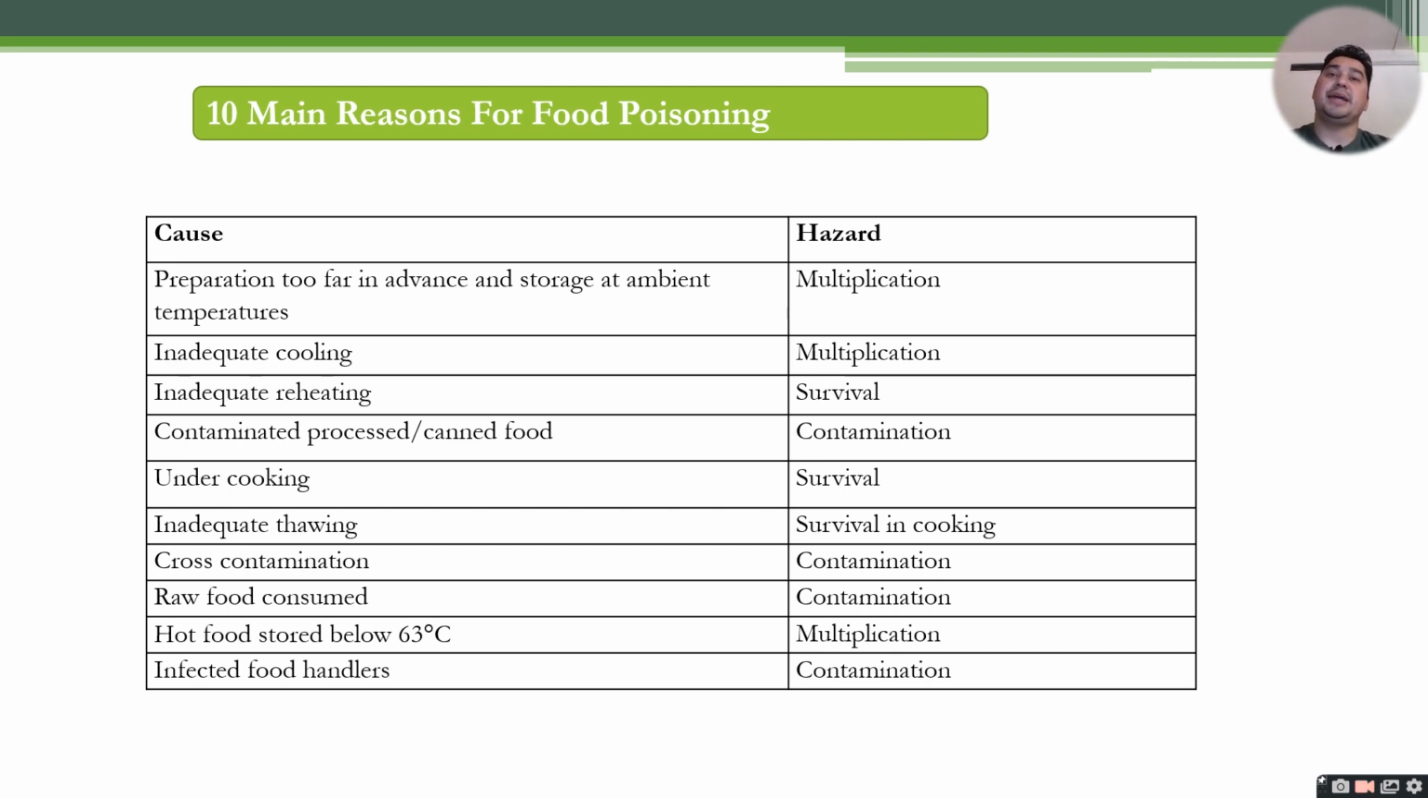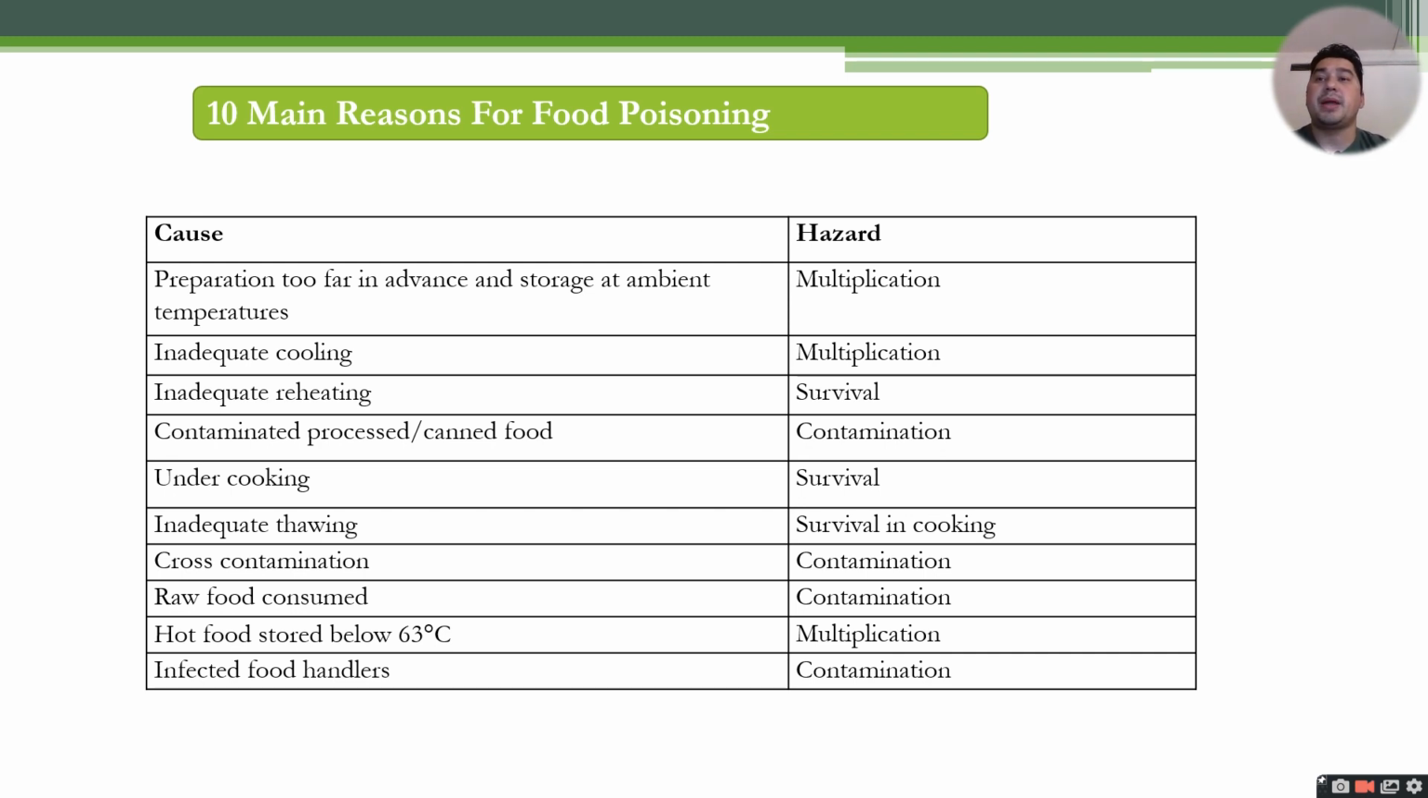After that, we have inadequate cooling. Whenever you are cooling your food product, you are not cooling it rapidly. So what will happen? Again, you are providing more time, so bacteria will multiply. Inadequate reheating. If you are not reheating your food properly, what will happen? Bacteria will not die and they will survive. Contaminated processed canned food, food which is contaminated by bacteria and certain other things. Undercooking: bacteria will survive if it is not cooked properly. Inadequate thawing, survival in cooking: bacteria will survive in the cooking.